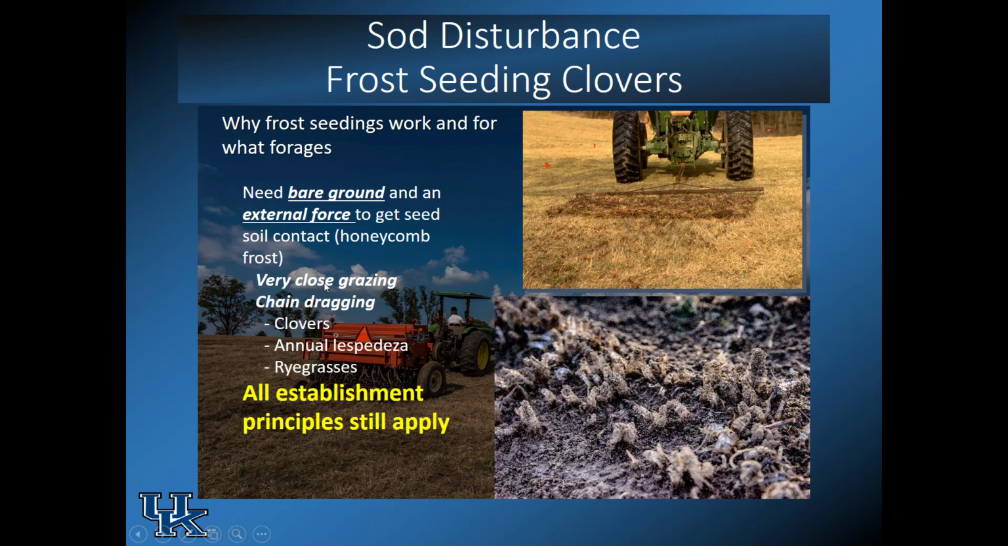We can open up a sod by very close grazing and by chain dragging. The forages that this type of seeding method will work for are in particular clovers and annual lespedeza, but the ryegrasses can work too, in that they have such exceptional seedling vigor that they can oftentimes establish if you're able to get it onto a bare soil situation like this. And it's important to realize that even when we have these species that seem to need very minimal work in order for them to come, all of our establishment principles, all the basics that are in these last two lectures, still apply.